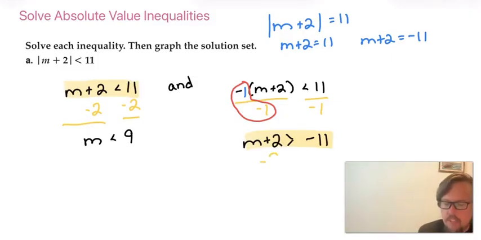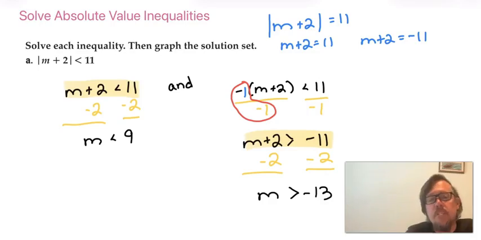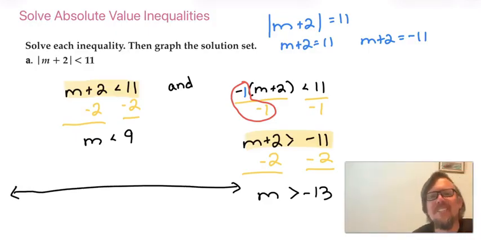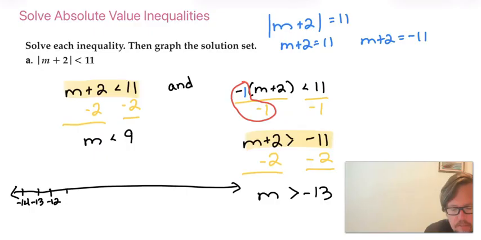Okay, so we'll subtract 2 on both sides. That's going to give us m is greater than -13. Now remember, this was an "and" problem. So we're looking for where m is less than 9 and where m is also greater than -13. So all of the numbers that are bigger than -13 and less than 9. So I'm going to go from -14, -13, -12, -11, and so on.